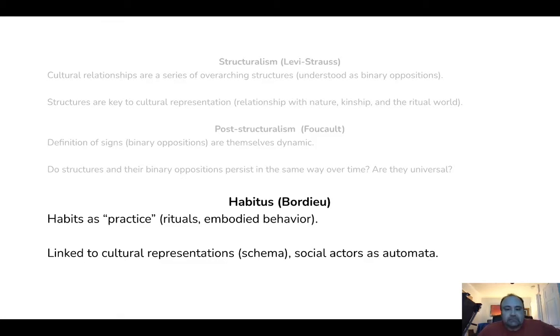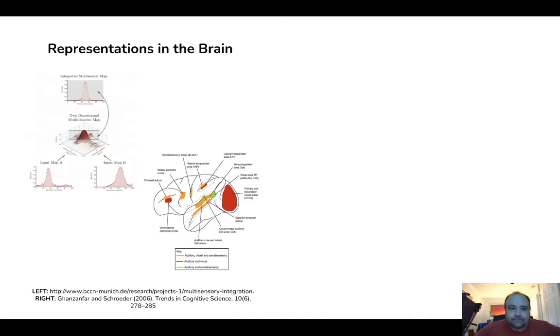Finally, the habitus serves as the final piece of inspiration here, and this was, of course, Pierre Bourdieu's idea. Oftentimes, you can view habits as a form of practice, and this comes in the form of rituals or embodied behavior. This is linked to cultural representation. So this is like a mental schema or some sort of representational schema, where social actors are automata and they behave according to these schema.